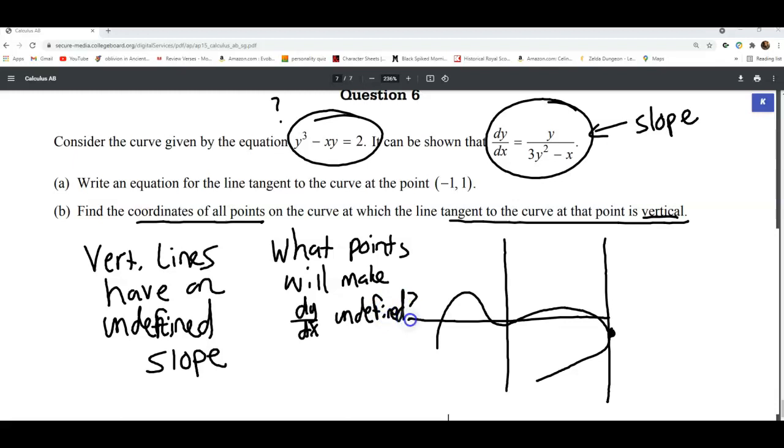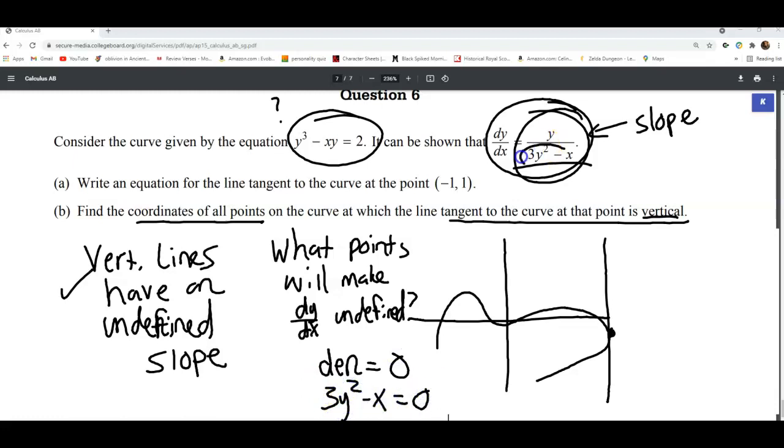Because if I can find the points that will make this function undefined, then that would be the place where I would have a vertical tangent line. Okay? Well, how can I get this thing to have no solution? Well, the answer is anytime the denominator equals 0. So if we take 3y squared minus x and I set that equal to 0, that will make the slope undefined because you're not allowed to have 0 in the denominator.